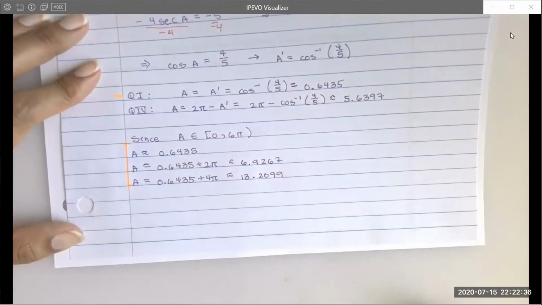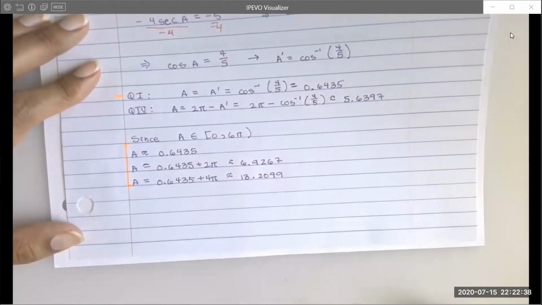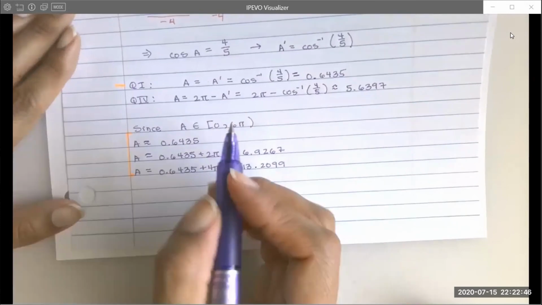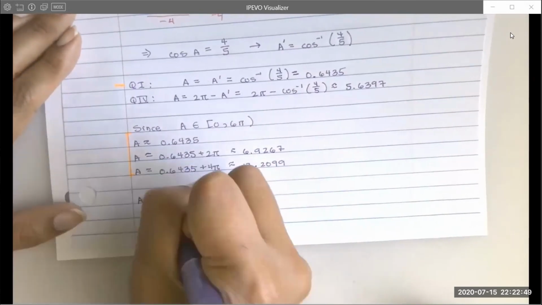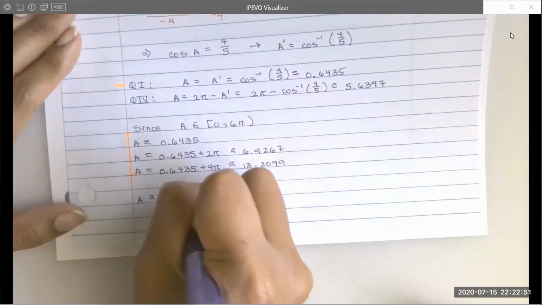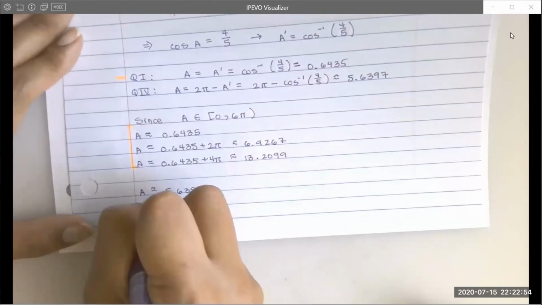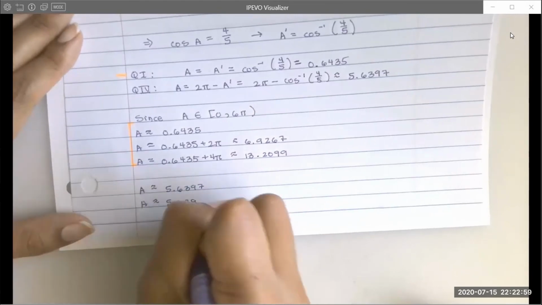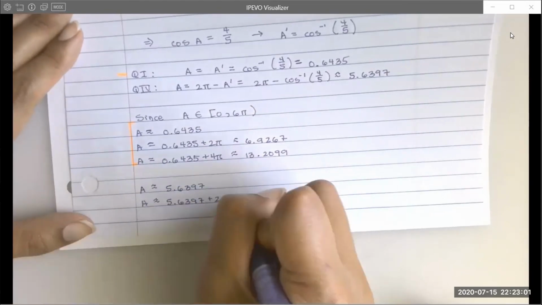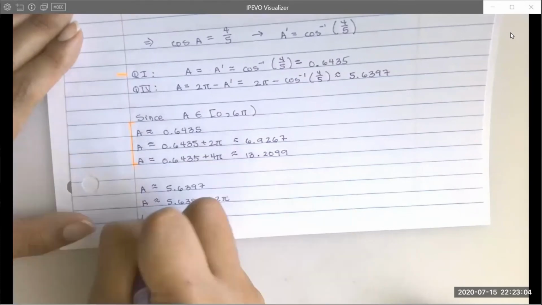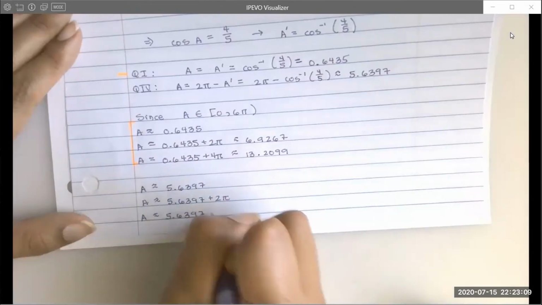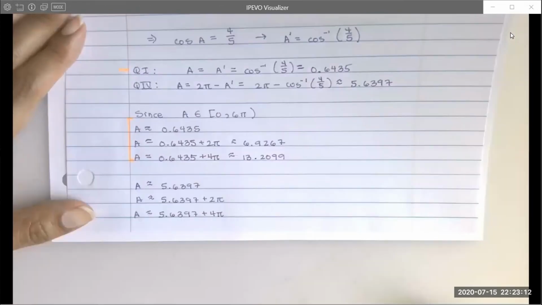For quadrant number 4, we would have to add, same thing, 2 pi and 4 pi. So the first one is this 5.6397 approximately. The next one is going to be 5.6397 plus 2 pi. Okay, we'll see what that gives us in a second. And then the next one would be 5.6397 plus 4 pi, and we'll see what that gives us in a second.